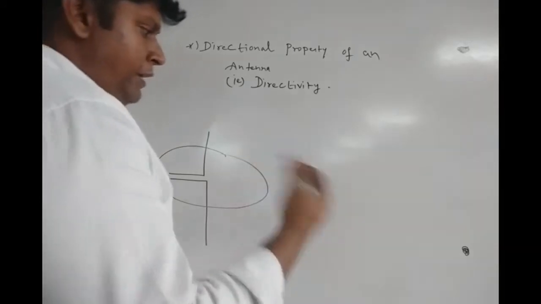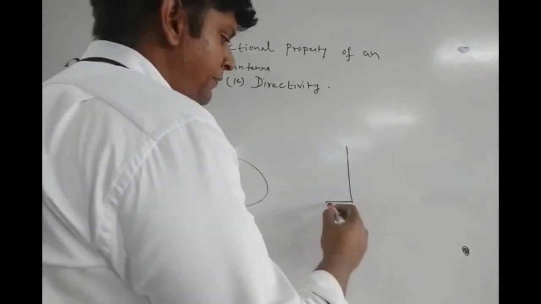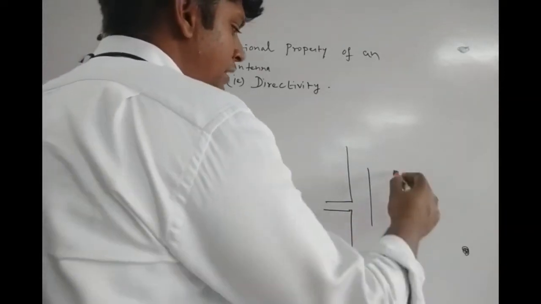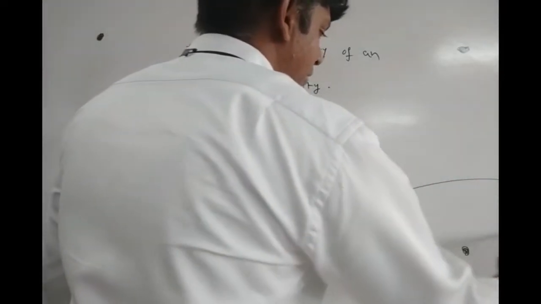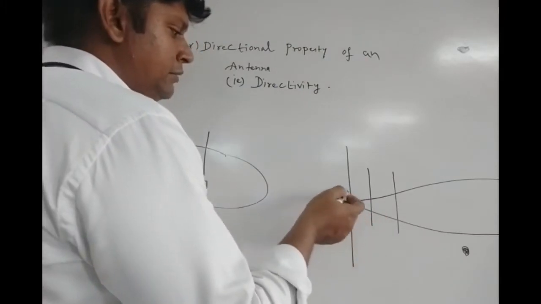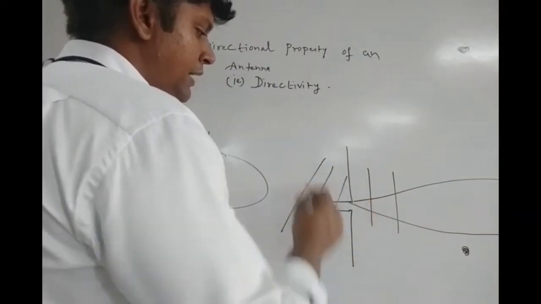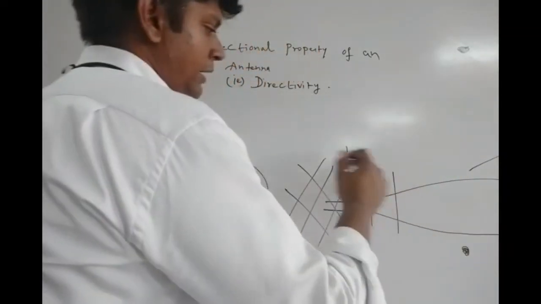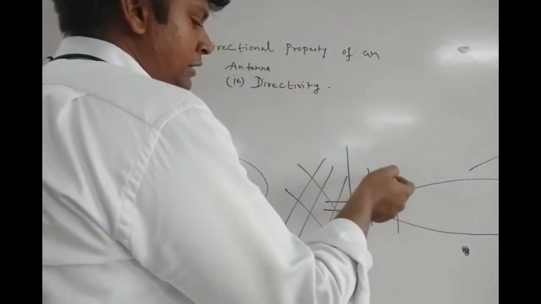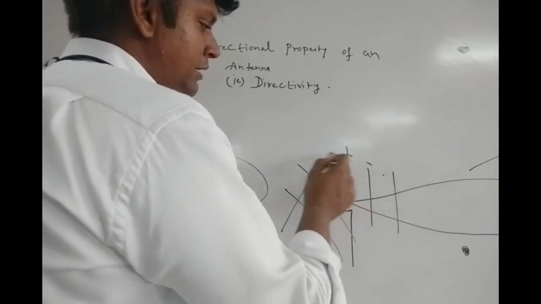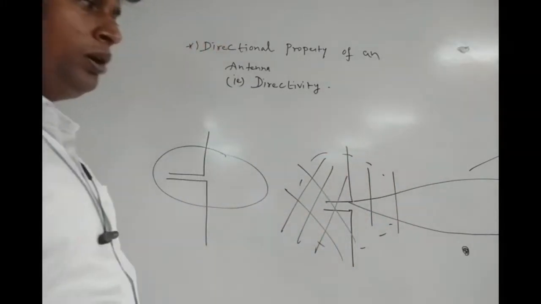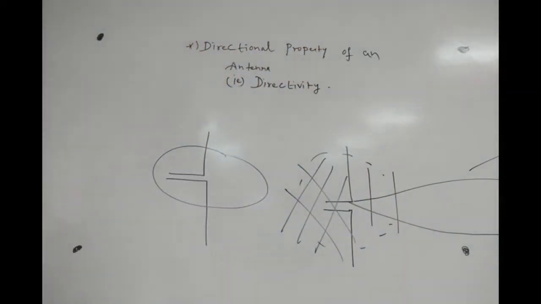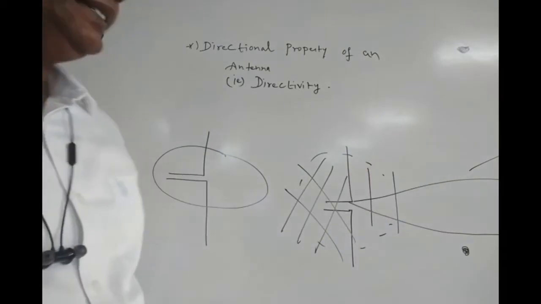Or if I want to radiate in a specific direction, I need to go for a directional antenna. Okay, I don't want the radiation in these sides. I want the radiation only in this side. In the total 360 degrees, in these sides and all, you don't want the radiation, you want the radiation only in this direction. So in this case we need to go for a directional antenna.